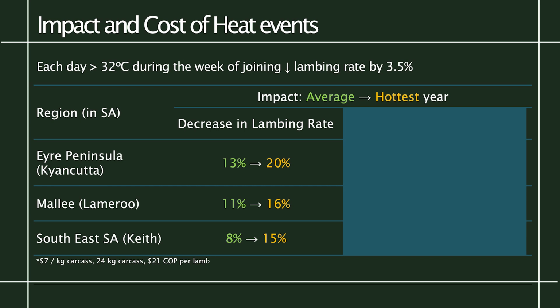Based on commercial data, we have been able to quantify the impact, and we know that each day above 32 degrees during the week of joining reduces lambing rate by about 3.5%. And I think it's worth just considering that 32 degrees isn't a particularly hot day in summer.